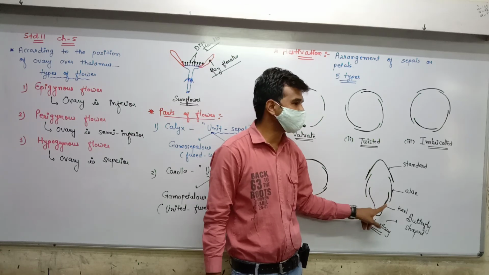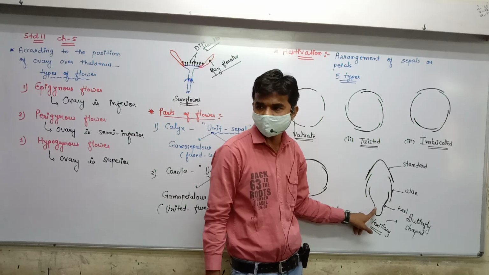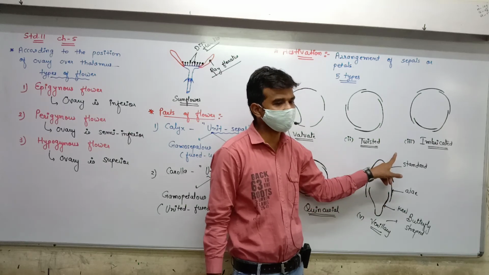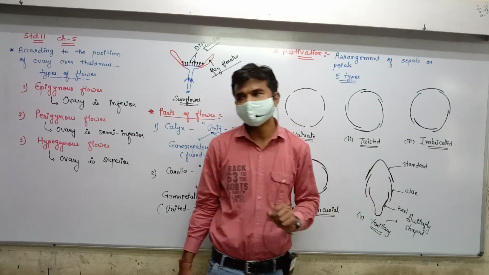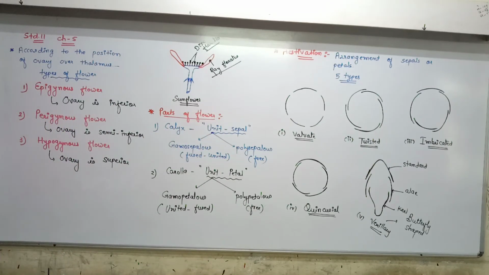So two units are known as keel. Keel are fused together. Then it is covered by alley, and then it is covered by the standard. This type of the excavation is known as Rexillary excavation, and it is butterfly shaped. Majority of this Rexillary type of the excavation is observed in leguminous plants. Leguminous plants. Legumes means pulses.